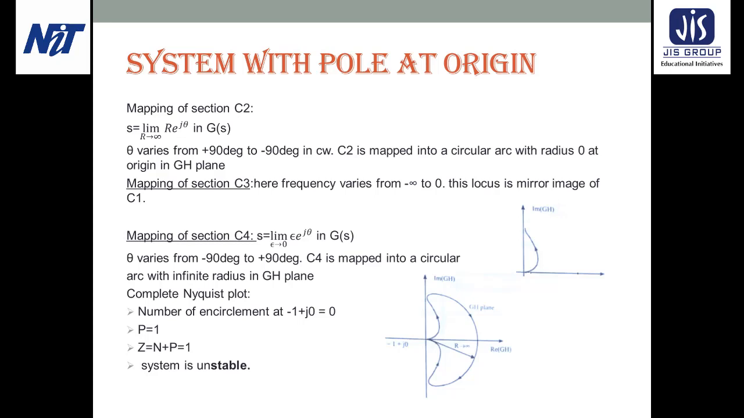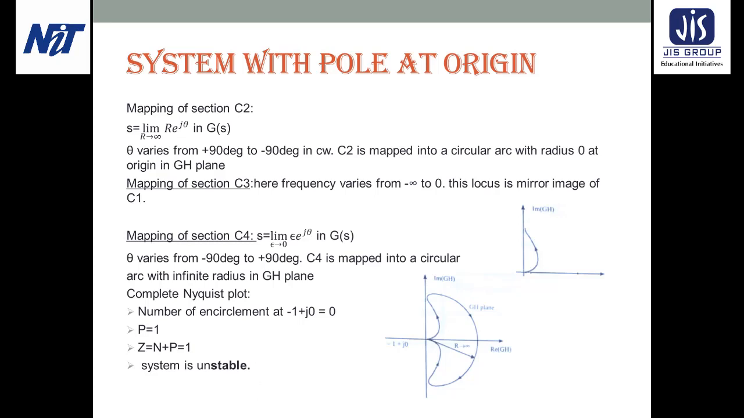If a problem is there where the number of encirclements is not equal to 0 and N is equal to 1, and if the number of poles is equal to -1, only then both will cancel out and it will be 0, but P cannot be -1. So the system will be unstable. So according to the number of encirclements and the number of poles, we can find out the stability of the system.